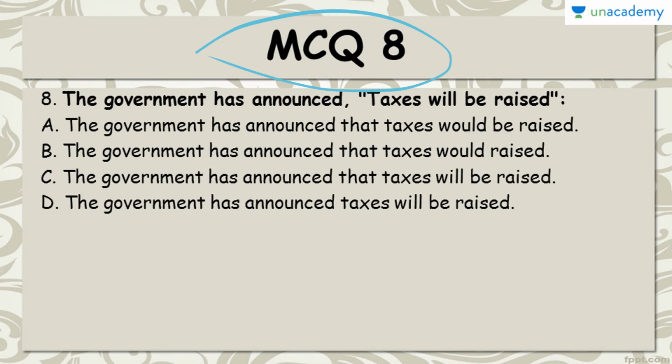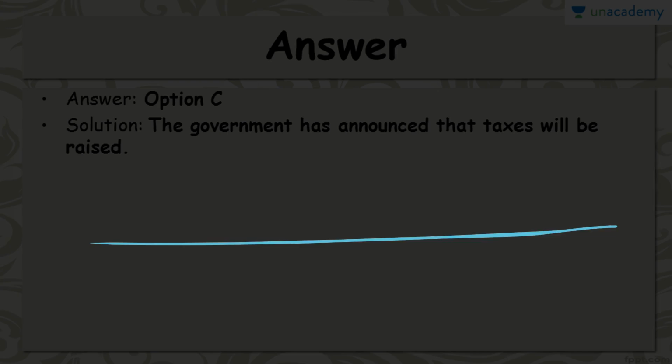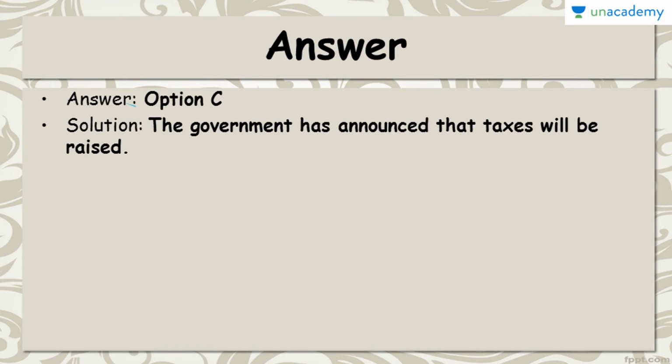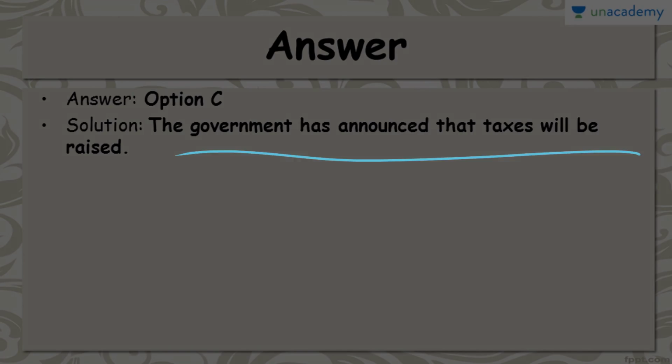MCQ 8 is direct indirect. The government has announced taxes will be raised. Find the correct indirect voice. Options are A, B, C, D. Choose out of them. And the right answer to this MCQ, it's option C. The government has announced that taxes will be raised.